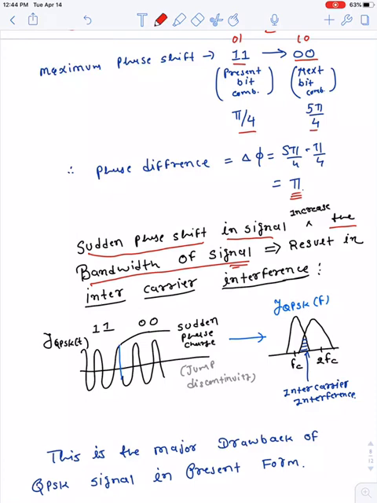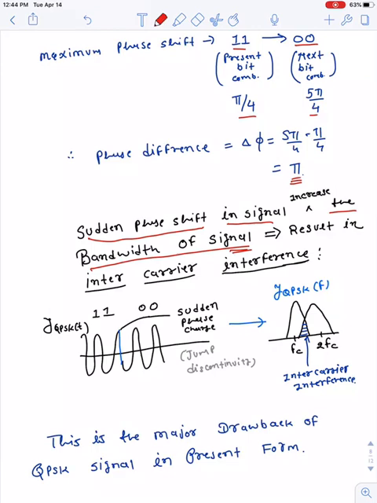So because of such a discontinuity in your signal at the boundary between two symbols, we have the problem of a jump discontinuity. The pi degree phase shift is the maximum phase shift that can be observed. And these bit combinations are not in our control, so it may happen many times, and then the signal bandwidth is increased.